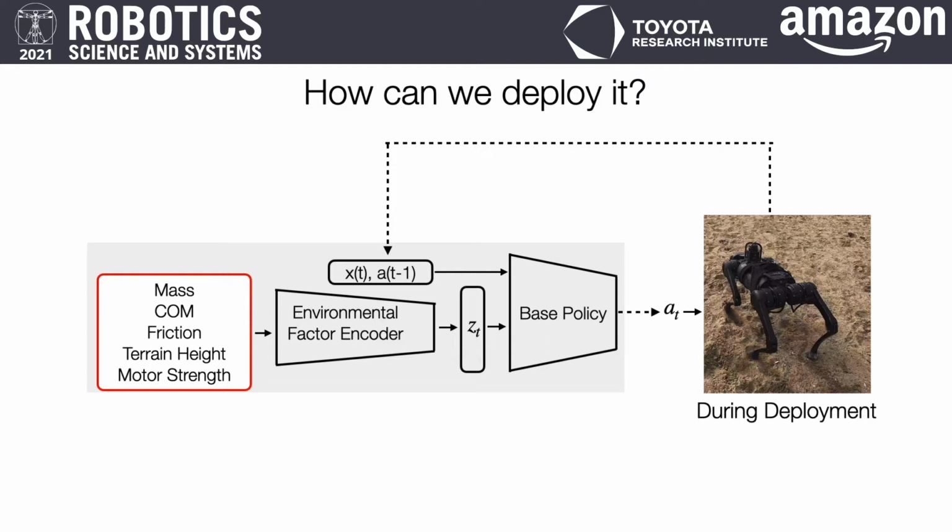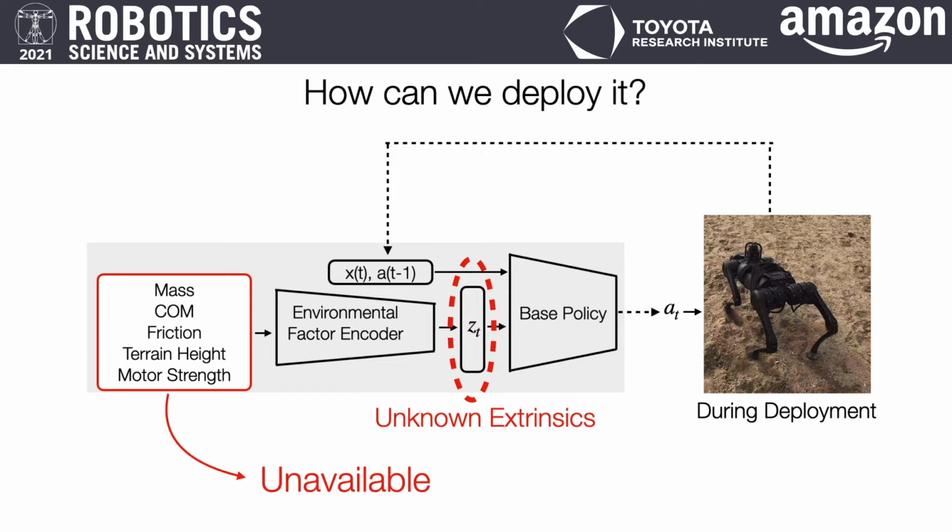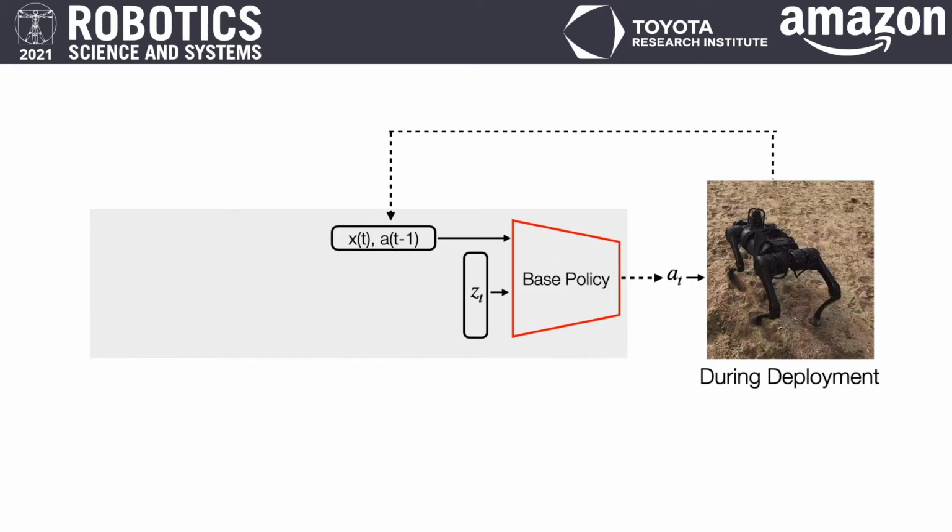But when we deploy this in the real world, the biggest challenge is that this vector of extrinsics cannot be computed because the environment factors are unavailable. This is what people call the simulation to real gap, but the problem is actually deeper than that. The real world values of these parameters will vary from one terrain to another, so no single choice is correct. Even if I can measure them in my living room, it would fail to work in any of the videos I showed earlier. What we need to do is to estimate these extrinsic parameters online at runtime. How can we do that?